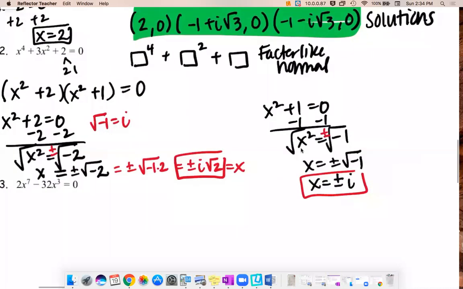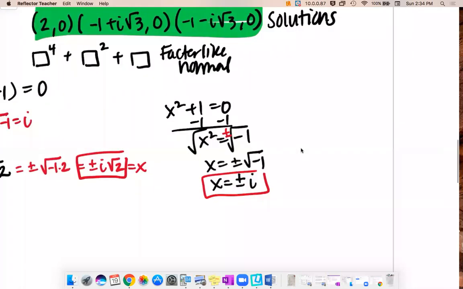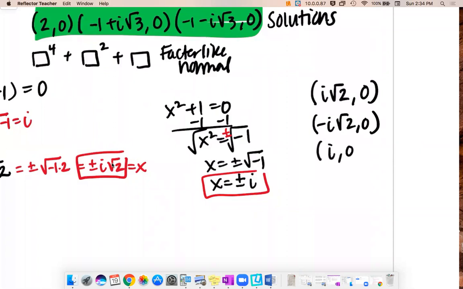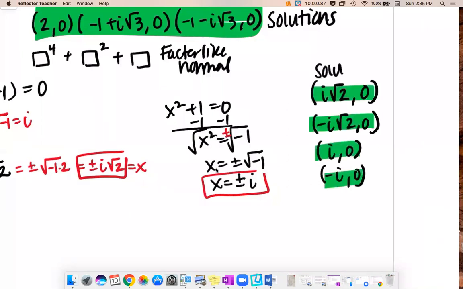Okay, and then remember, let's just write these as points because these are all of our x values. So we've got (i square root of 2, 0) coming from this one. And then I also have (negative i square root of 2, 0). I have (i, 0). I have (negative i, 0) coming from this solution right here. So these are all 4 of my solutions for this problem. And then you're done. Those are the solutions to that polynomial.